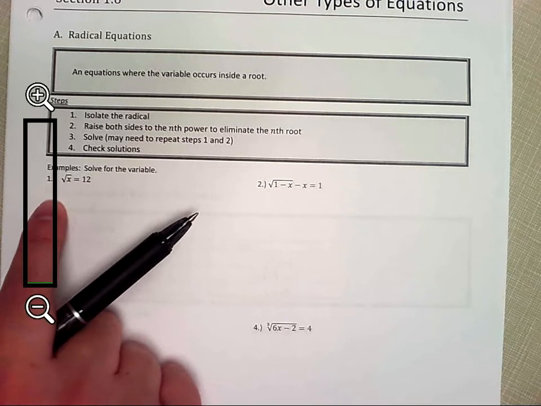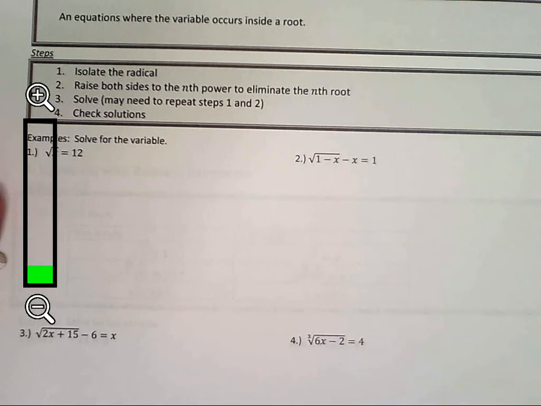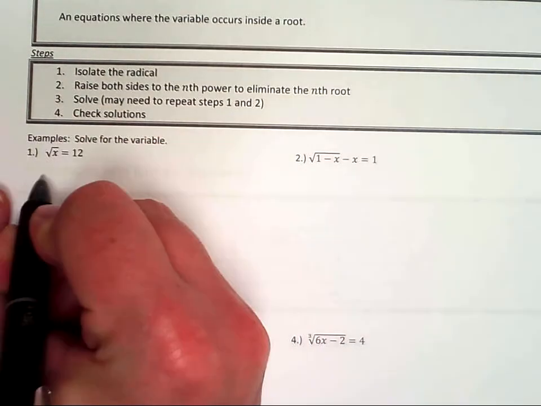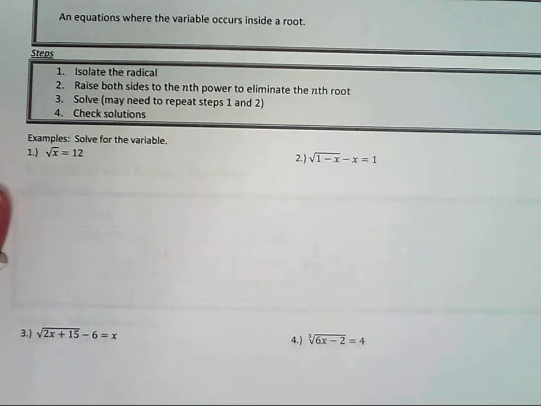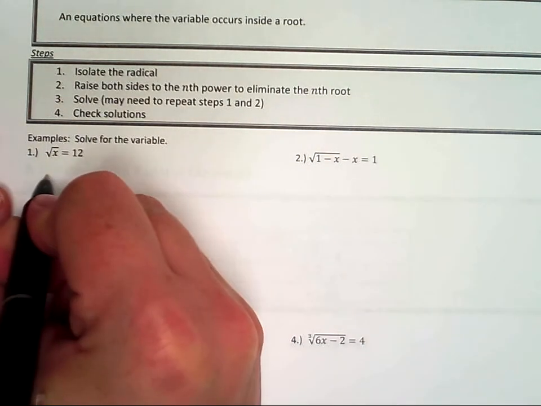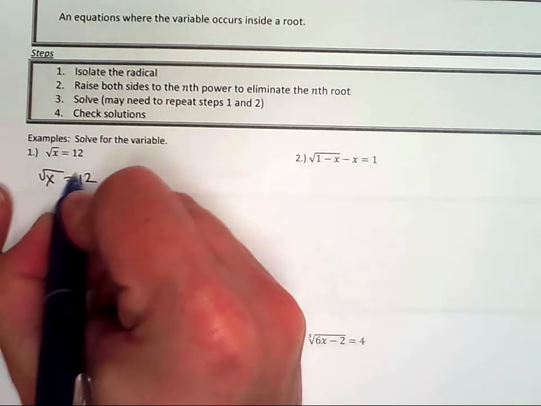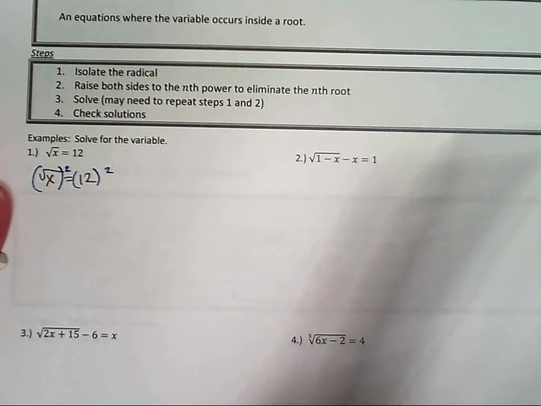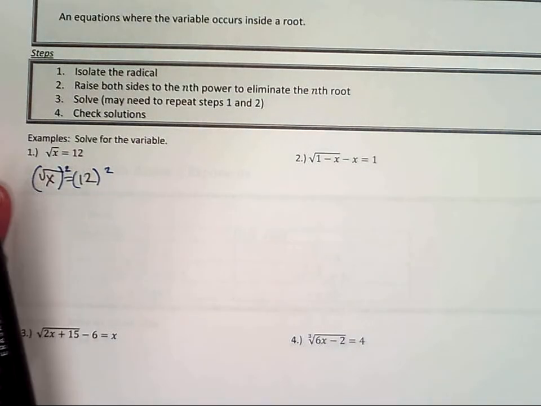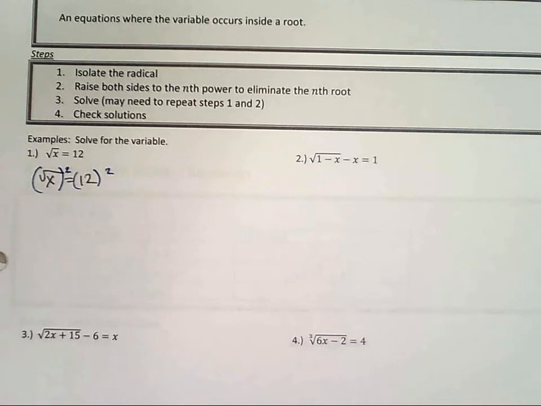Okay, so number 1 is super easy, right? I have the square root of x. So how do I solve that? Well, what's the root on x? What's that power? 1/2. So I'm going to square it. I'm just going to write another step. I'm going to square both sides, because if I was looking at rules of exponents, x to the 1/2, x squared, right?